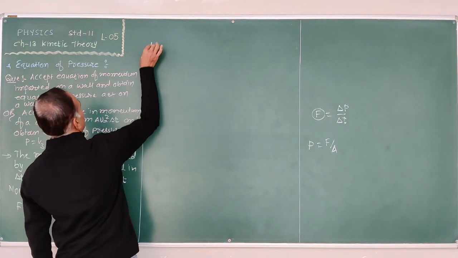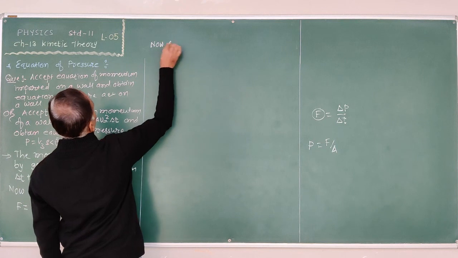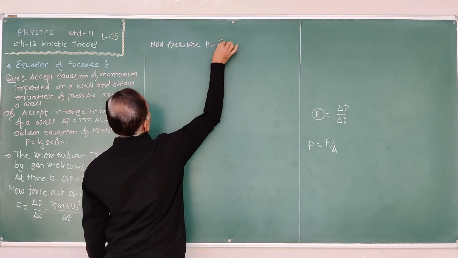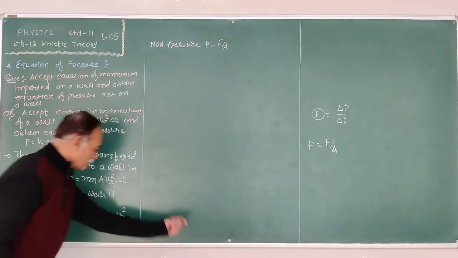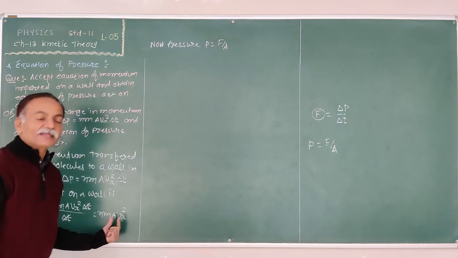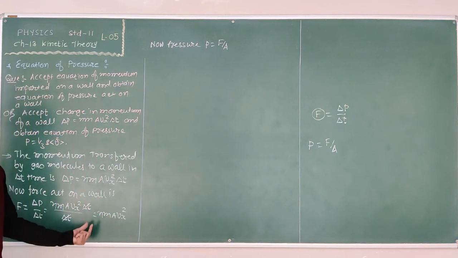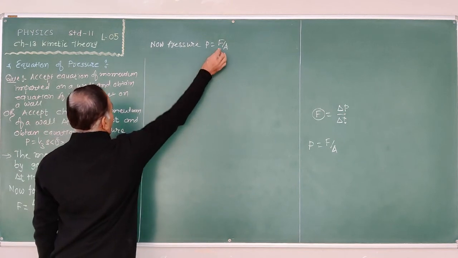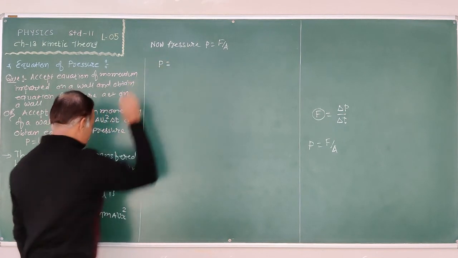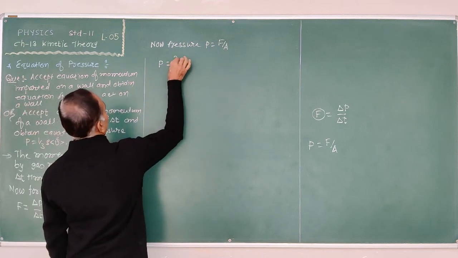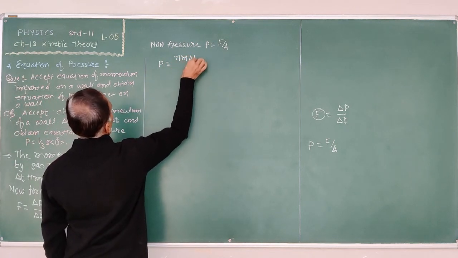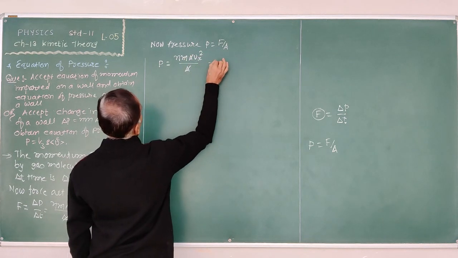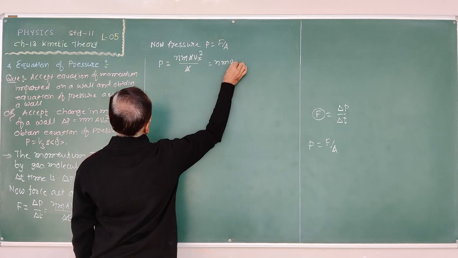Now pressure P is equal to F upon A, force per unit area. That much force acts on the entire wall of the container in delta T time. Therefore, force F upon A is the pressure. Therefore, pressure is equal to nmA Vx square upon A. A cancels, therefore P equals nm Vx square.